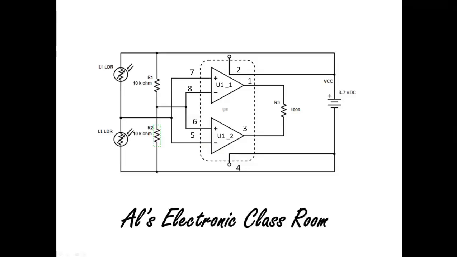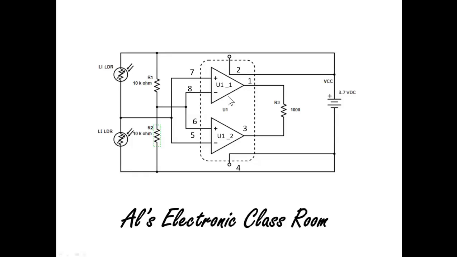Okay, what I've done is I've redrawn the circuit, or I've given you a schematical representation of the circuit. And basically, what do we have here? Well, this right here, which you can see, is a single package. And in this package, we have two components. They're operational amplifiers, but they're working in what we call a comparator mode. And I'll explain that in the next slide.